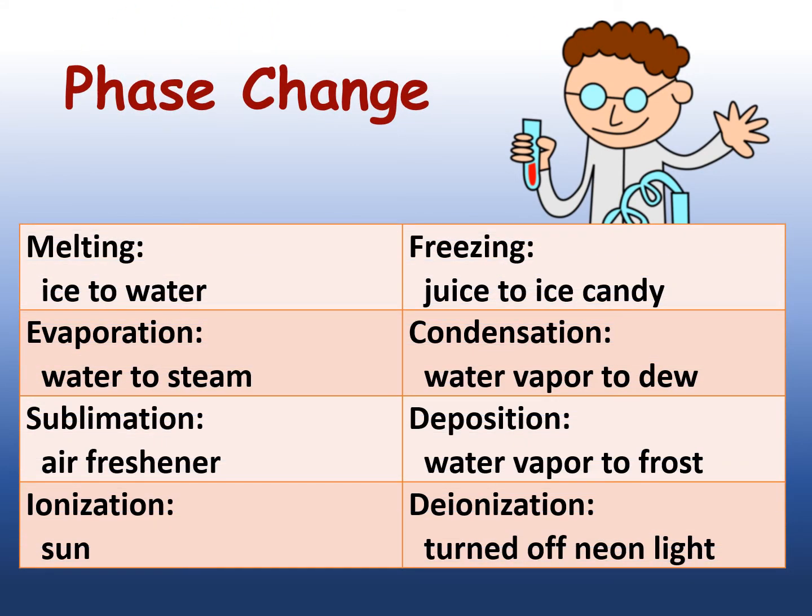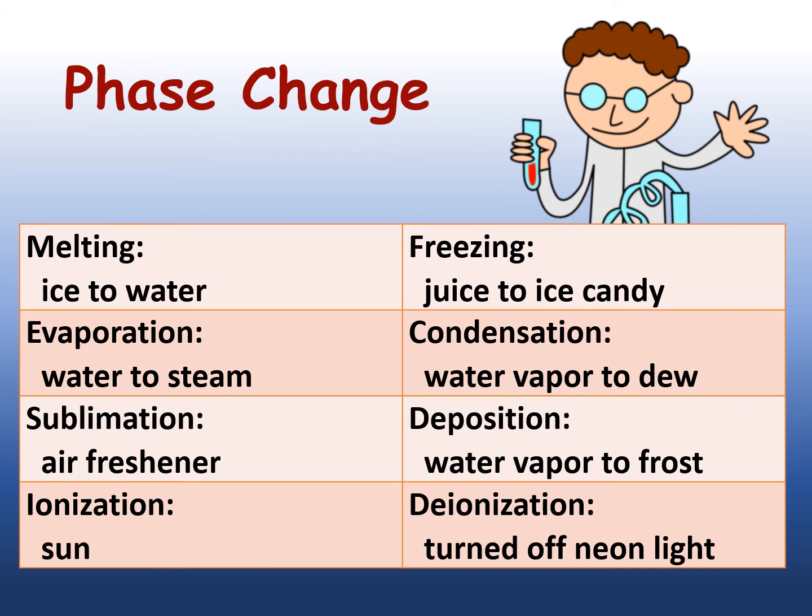This table shows us an example for each process. For example, for melting, we have ice to water. For evaporation, we have water to steam. For sublimation, we have air freshener. You know, when you open the container, it's solid inside, but then it becomes smaller in time. That's sublimation. The ionization example is the release of energy of the sun as well as other stars.